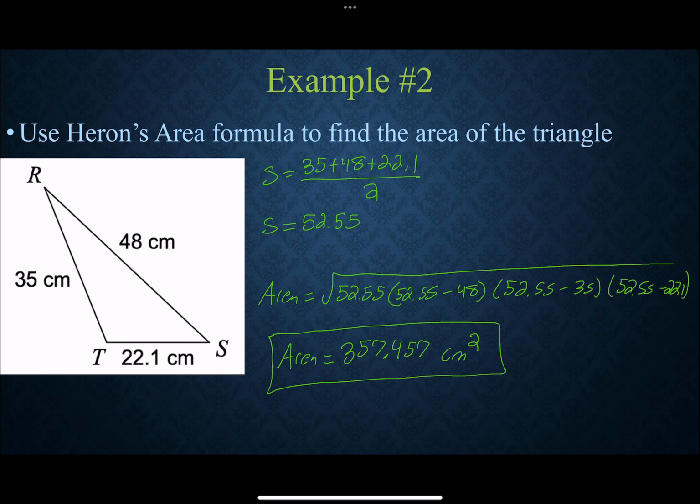Our last topic, Unit 5, is going to be applying the right triangle trig, law of sines, law of cosines in a word problem style format.